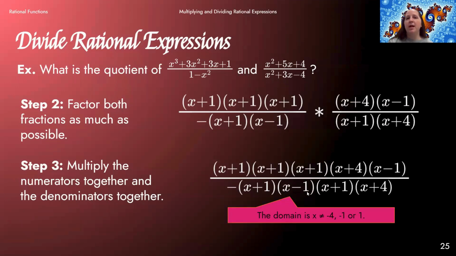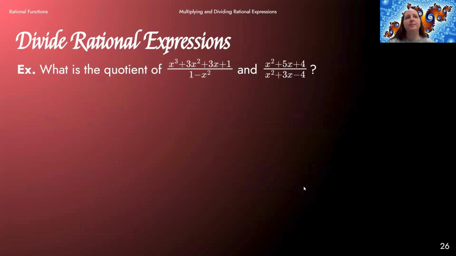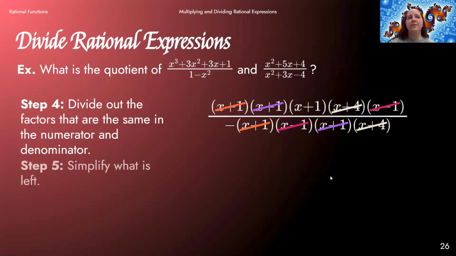So x plus 1, x minus 1, and x plus 4 give me a domain where x cannot equal negative 4, negative 1, 0, or 1. Step 4 is to divide out my common factors. They both have an x plus 1, an x minus 1, another x plus 1, an x plus 4, and an x minus 1 in common.